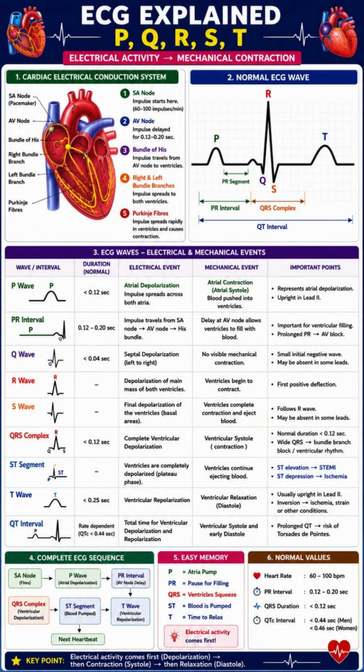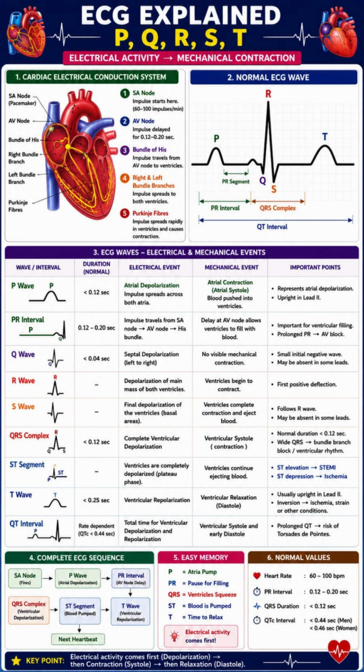Let's begin with the heart's electrical pathway. The heartbeat starts at the SA node, which is the heart's natural pacemaker. It generates 60 to 100 electrical impulses per minute. The electrical impulse spreads through both atria, causing them to contract. This electrical activity is represented by the P wave. The P wave represents atrial depolarization. As the atria depolarize, they contract and push blood into the ventricles. Think of it as P means pumping by the atria.